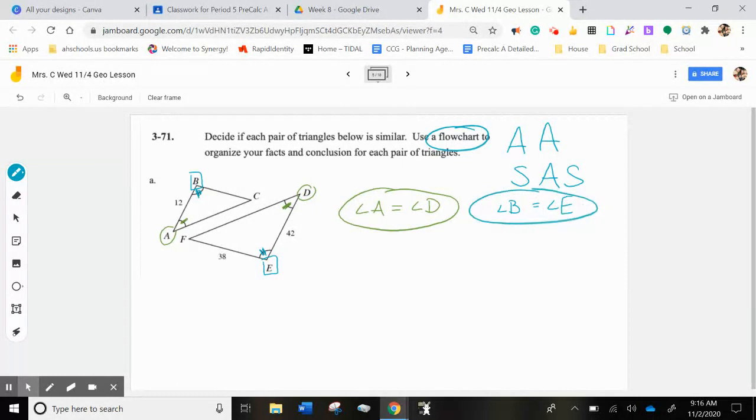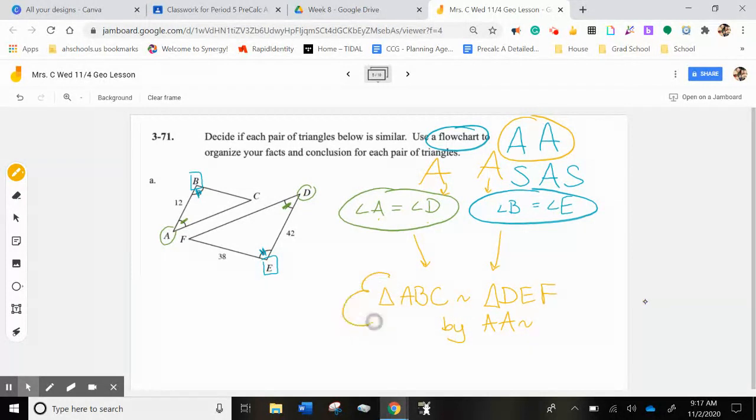Okay, now I could stop because I did just find one of my similarity theorems. So I could say that triangle ABC is similar to triangle DEF. Let's see, A matches with D, B matches with E, so the order matters for those, by AA similarity.